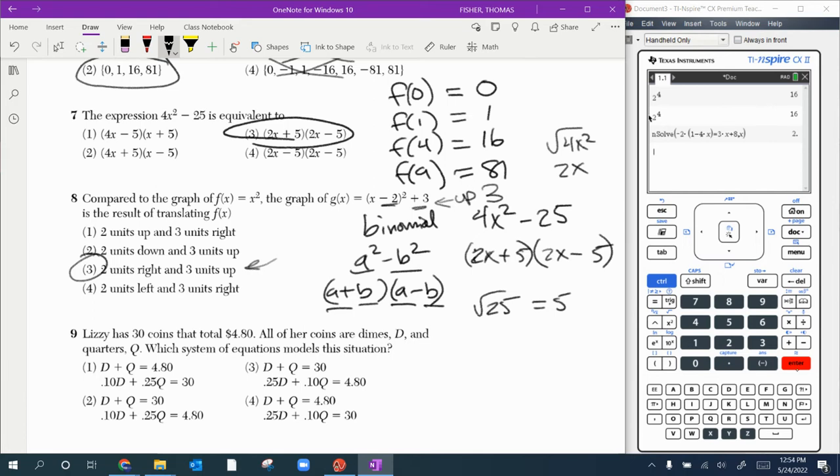The reason that this one's kind of tricky, the inside one, is it's kind of backwards from what you would expect. So a minus 2 inside, you might think, oh, that goes left 2.